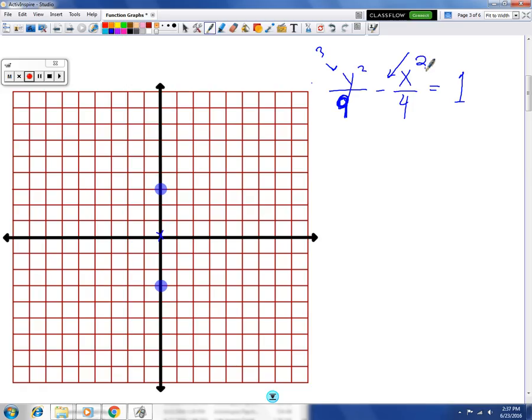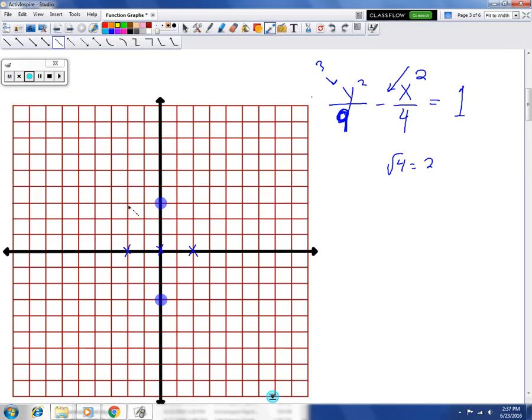X squared. Okay. The denominator of x squared is 4. The square root of 4 is 2. So in the x direction, I go to 2. So I'll put a little x there. I'll put a little x there. Just like the last example, I'm going to draw my little box.